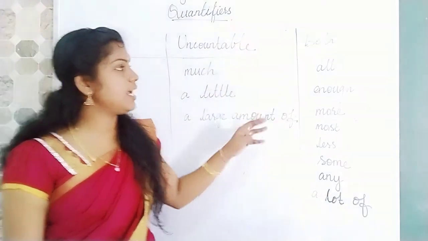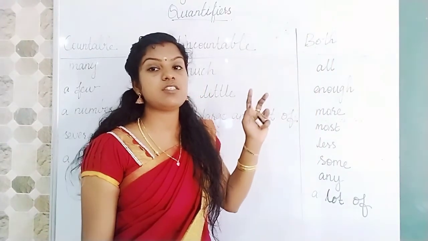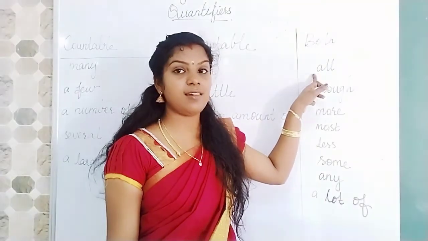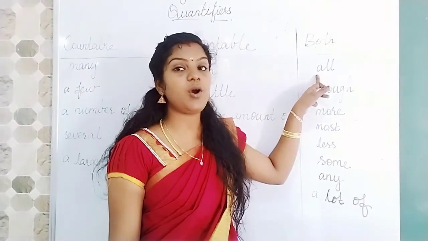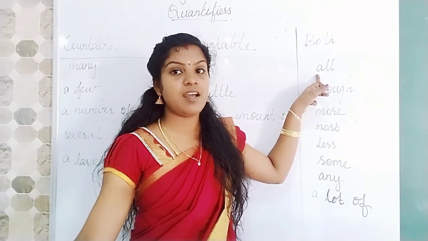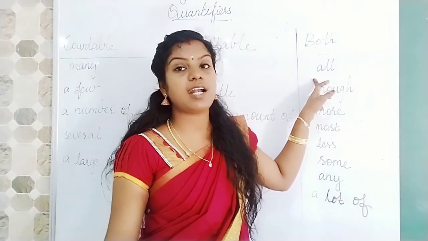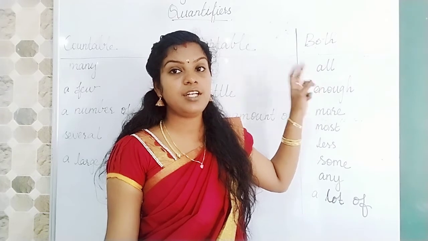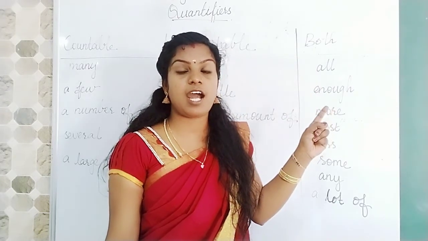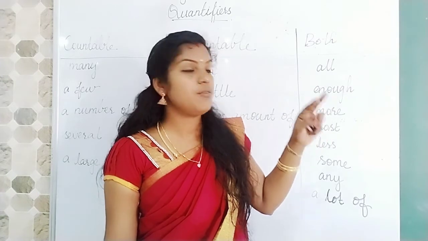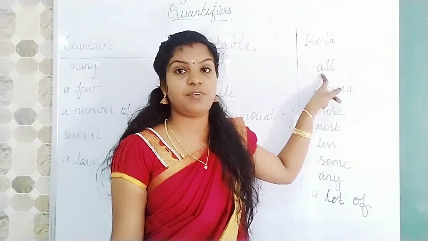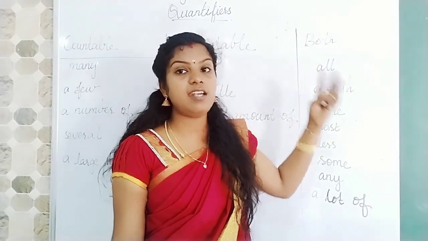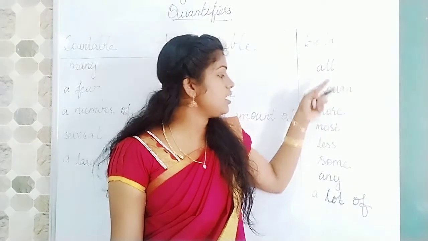Have you got it? Then both. For both we can use some quantifiers. What are the quantifiers? Let's learn. All. I have given all my chocolates to my friend. I have given all the rice to my friend. Here rice and chocolate are different: rice is an uncountable noun, chocolate is a countable noun. But we used the same quantifier, all. So for some countable and uncountable nouns we can use these quantifiers.